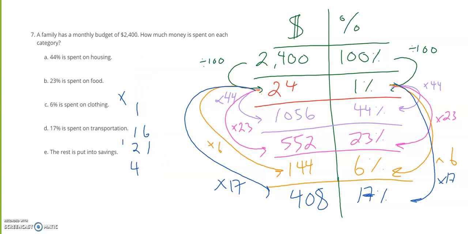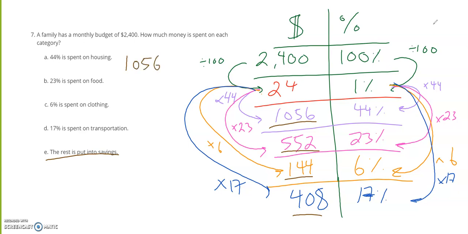So now we found 1%. We use that to find 44% and 23% and 6% and 17%. The last thing says the rest is put into savings. So this is all the money that they spent on housing and food and clothing and transportation. We need to find what all of that is. So we have 1,056. We have 552. We have 144. We have 408. We need this total to see all of the money that they spent.